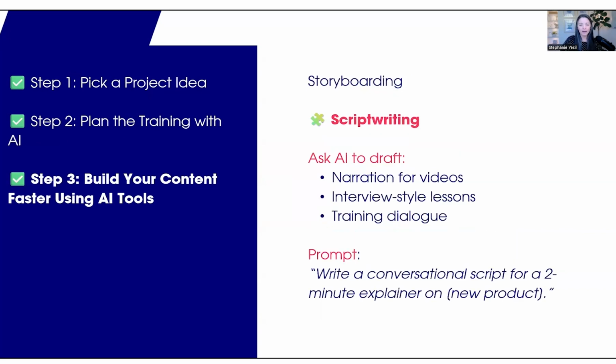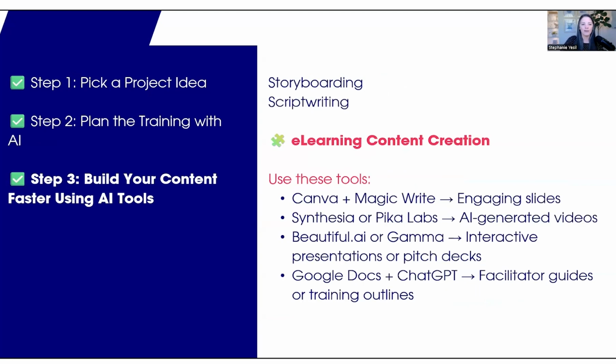After you've storyboarded, you're going to need to do some script writing while you're building your content. Ask AI to draft narration for any videos that you would like to make, interview style lessons, or training dialogue. I have never been in a learning and development environment that didn't have digital tools with interactive characters on the screen, okay? There's always going to be something to be said and some sort of dialogue. Here's a very simple prompt for you: Write a conversational script for a 2-minute explainer on topic, product, whatever your theme is.